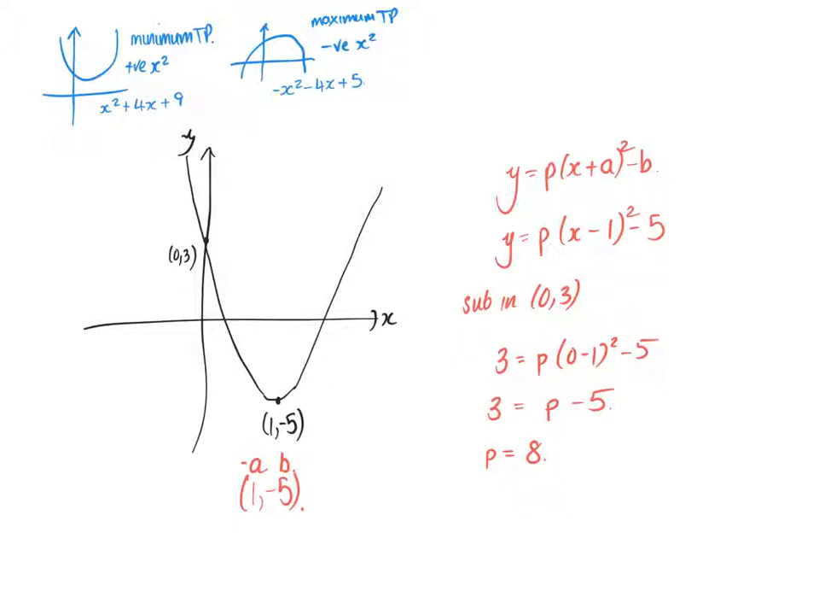So we can substitute that in. So therefore, y is equal to 8 (x minus 1) squared minus 5.